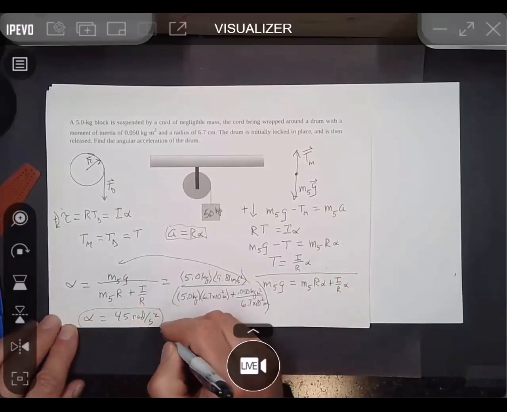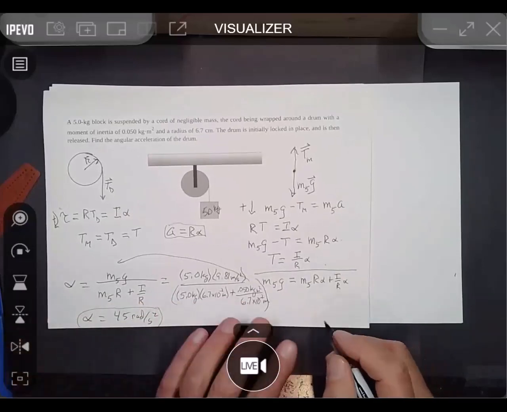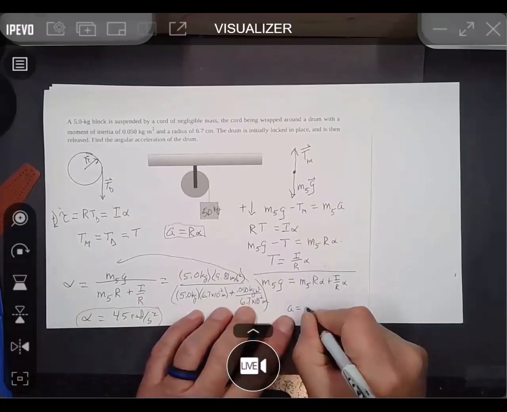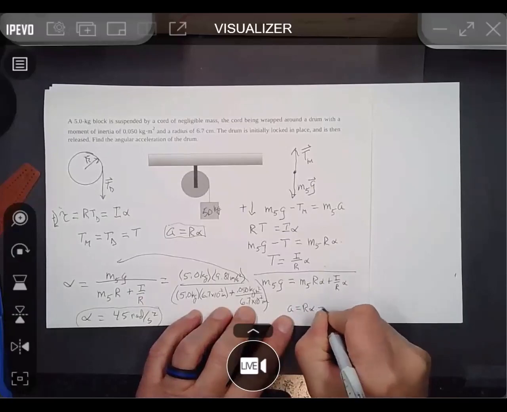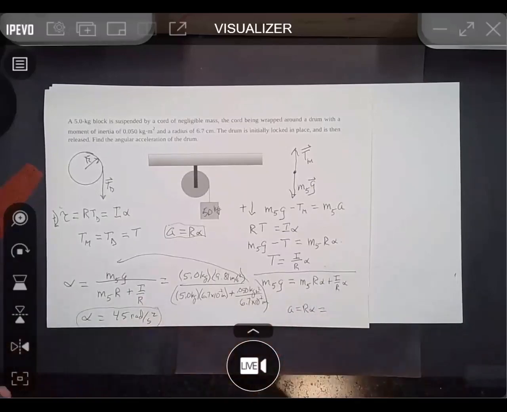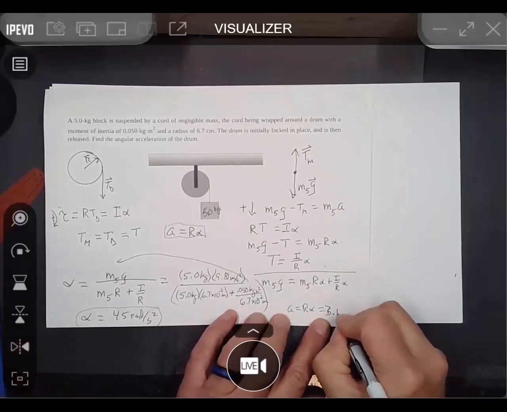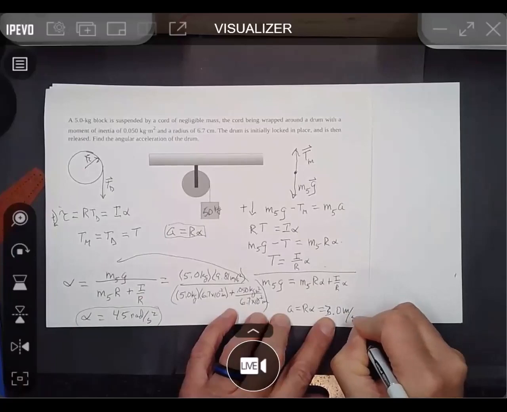That's a reasonable value for that thing. If we then figured out the actual acceleration, the acceleration is r alpha. It should be something less than the acceleration due to gravity. So if I take that and multiply it by that 6.7 times 10 to the minus 2 meters, I get 3.0 meters per second squared.